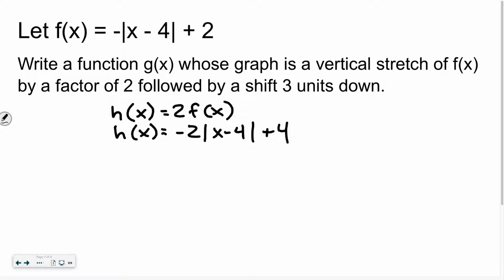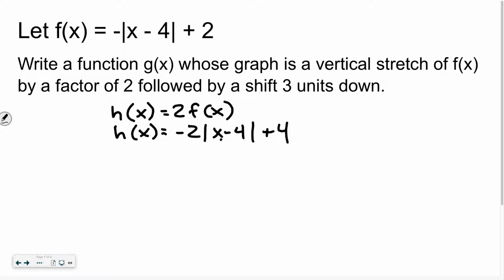Okay, so even though I'm being asked to write g of x, I just called this one h of x because it's in the middle of my work, right? So what I did first was I vertically stretched it by 2. So multiply the whole thing by 2. That will multiply with the negative in front, but remember I don't distribute into absolute values, so that stays x minus 4. I also have to multiply this last number, this k value, plus 2 by 2, which gives me plus 4. So that's my vertical stretch of 2.